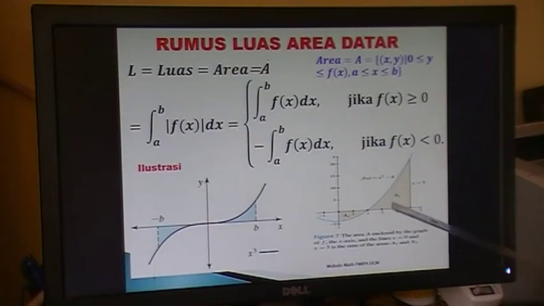Secondly, in the following example, if we take f(x) equal to x squared minus 4, we have a curve like this. On the left side of 2, the value of f(x) is negative, and on the right side of 2, the value of f(x) is positive. So be careful: if we want to take the area of the shaded area, we have to count the absolute value. Otherwise, your answer will be wrong.